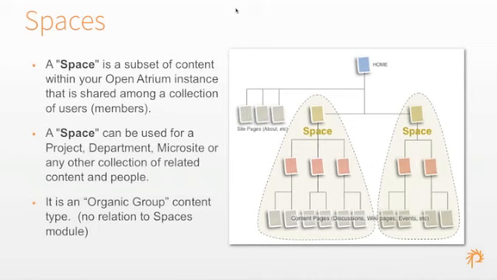And specifically, we're using a module called organic groups to manage this, which is why it gets confusing sometimes. We used to call these groups in Atrium 1, but we've changed the name to spaces for several reasons that I'll get to a little bit later. If you're used to using some other collaboration tools such as Confluence, we use Space for the same purpose that they do.